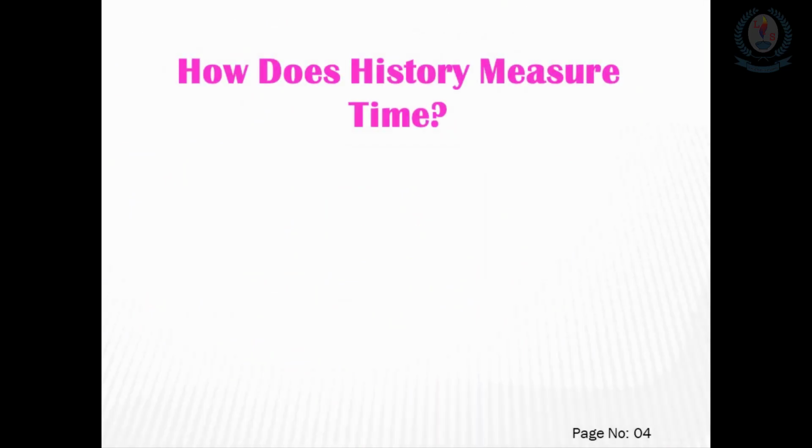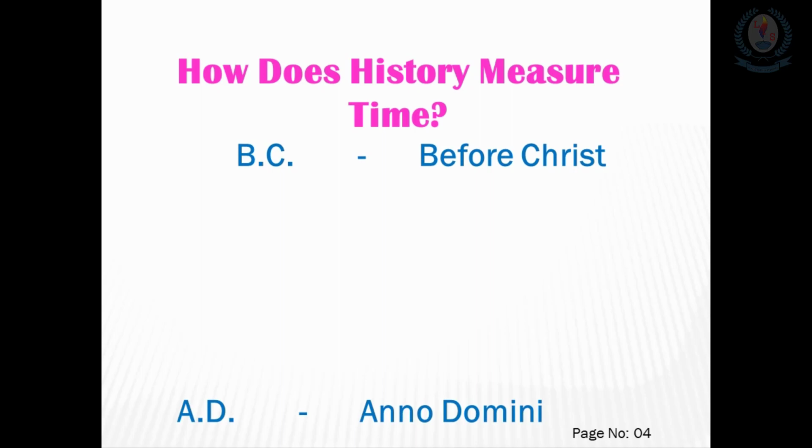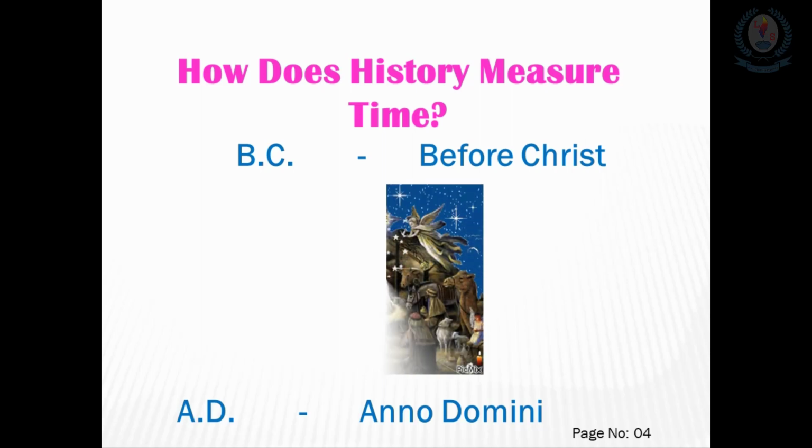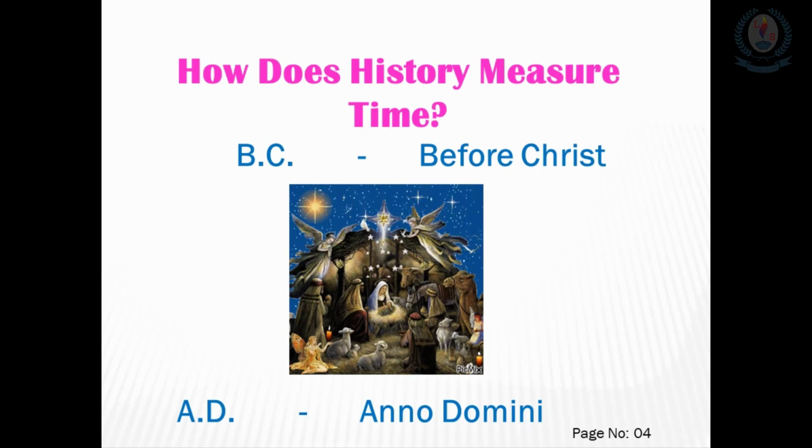When we study history, it is very important to measure the time accurately. There are some methods to measure the time of history, but usually we use two methods, BC and AD. BC means before Christ, AD means Anno Domini. These two methods are based on the year of birth of Jesus Christ. The time period before the birth of Jesus Christ is BC or before Christ. The time period after the birth of Jesus Christ is AD or Anno Domini.